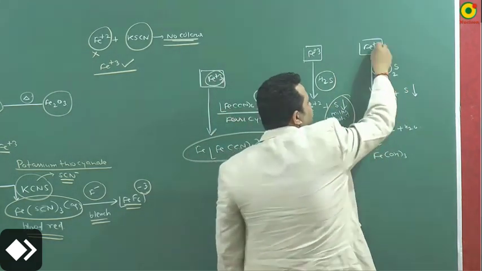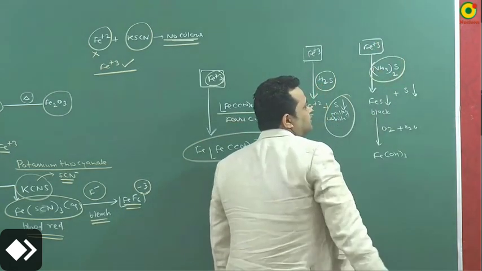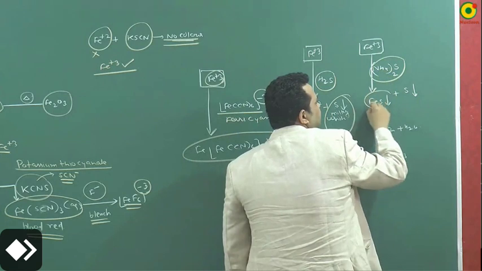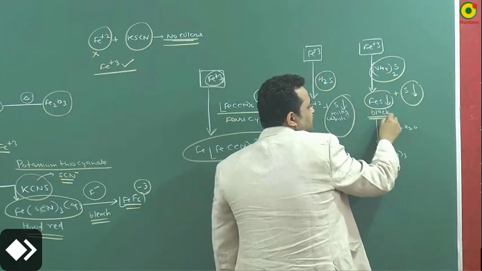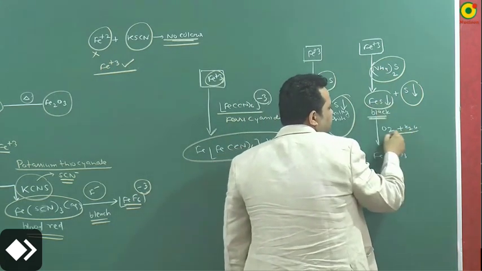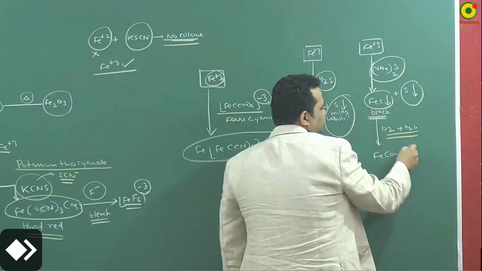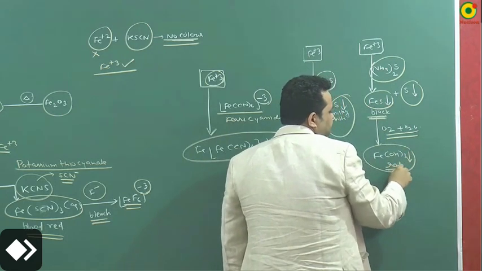Next reaction, in Fe+3 solution, if we add diammonium sulfide, it will convert it into FeS and sulfur is obtained. FeS is black in color. If in this precipitate we pass oxygen along with water, then Fe(OH)3 red PPT is again obtained.